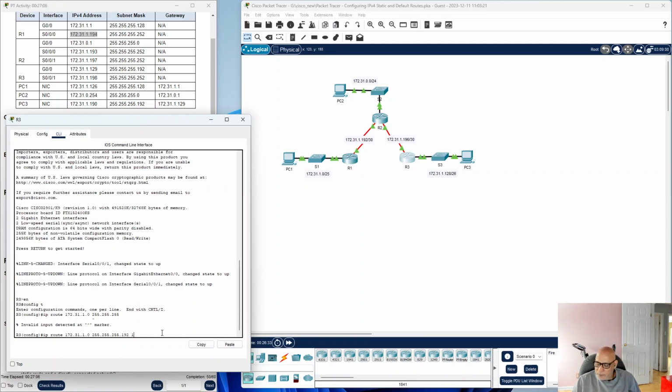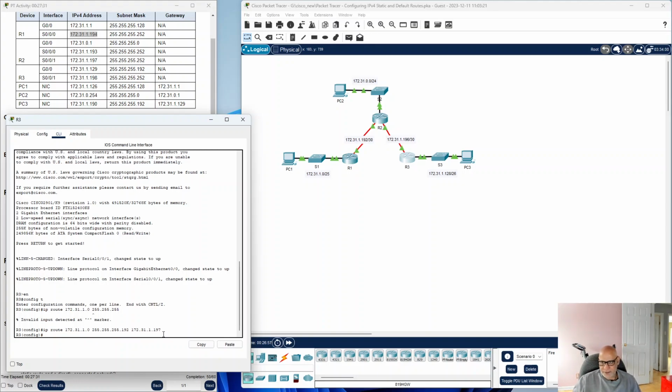172.31.1.1, 172.31.1.197. Okay, this is the next hop IP address. All right, when you're configuring the next hop IP address, you don't have to specify the subnet mask. All right, so enter. So we configured the first network.